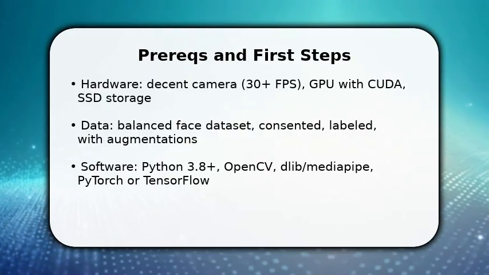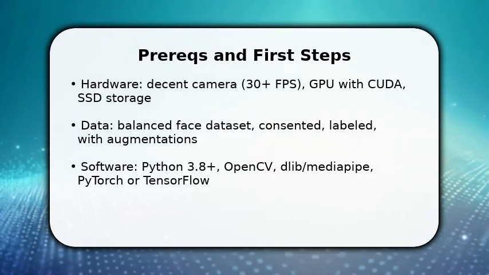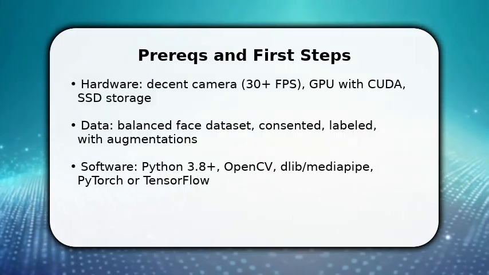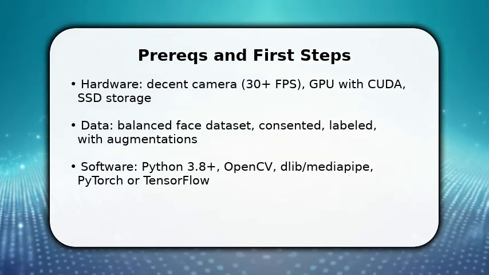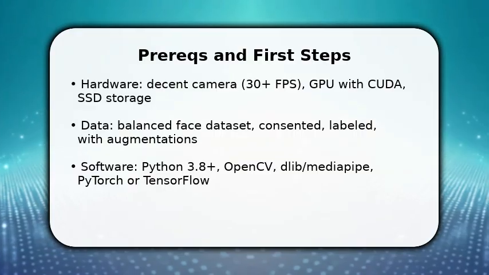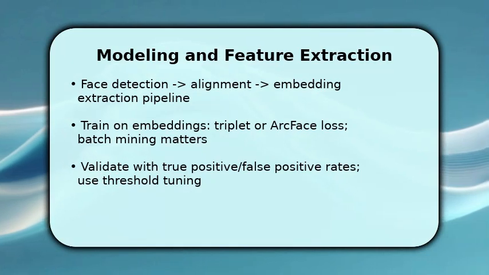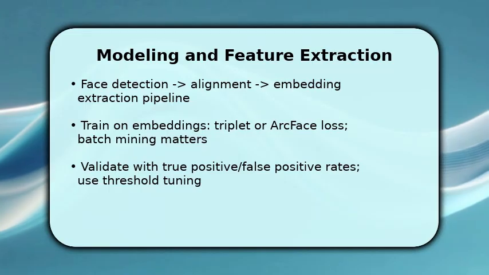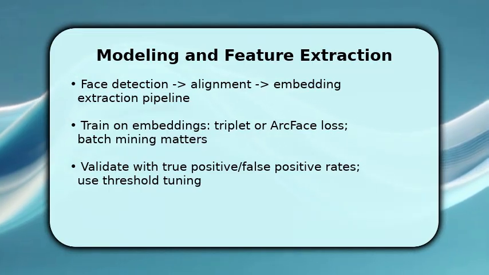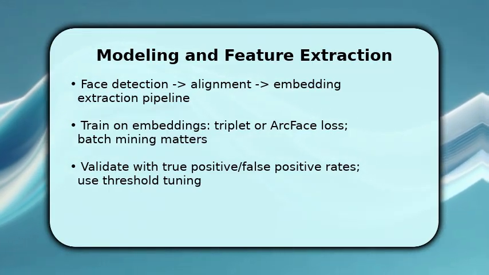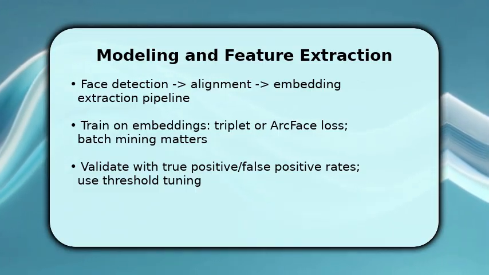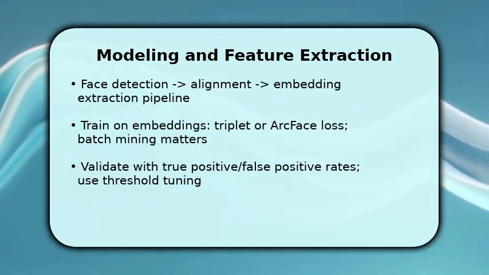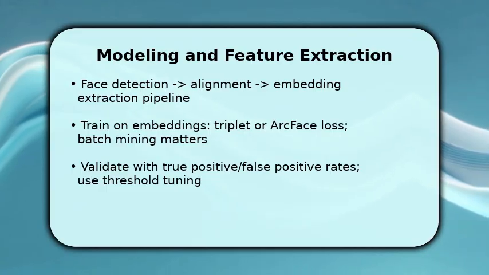Now prepare a small pipeline script that ingests video, detects faces, crops, and saves aligned images for the next step. Once done with aligned images, build a detection to embedding pipeline. You extract facial landmarks, align faces, and feed them into a backbone network to produce embeddings. Train using triplet loss or ArcFace to separate identities in embedding space. Hard batch mining and augmentation improve convergence.